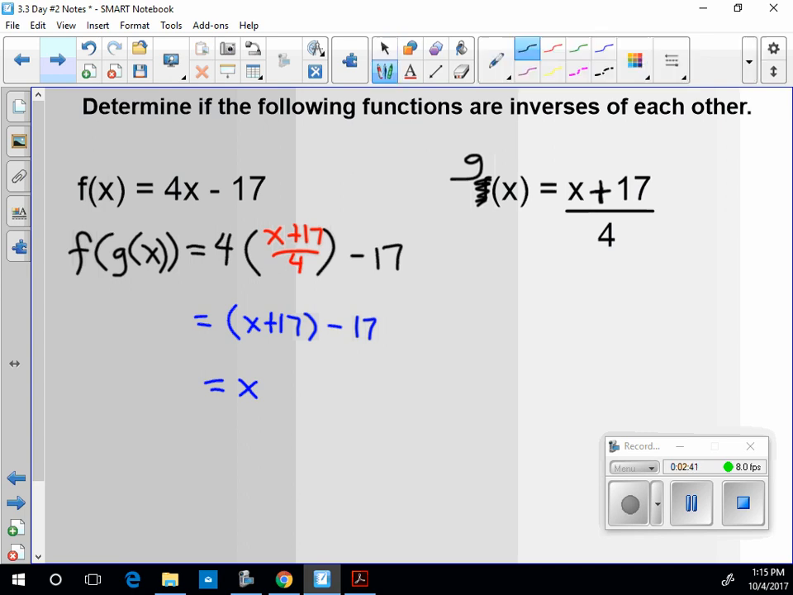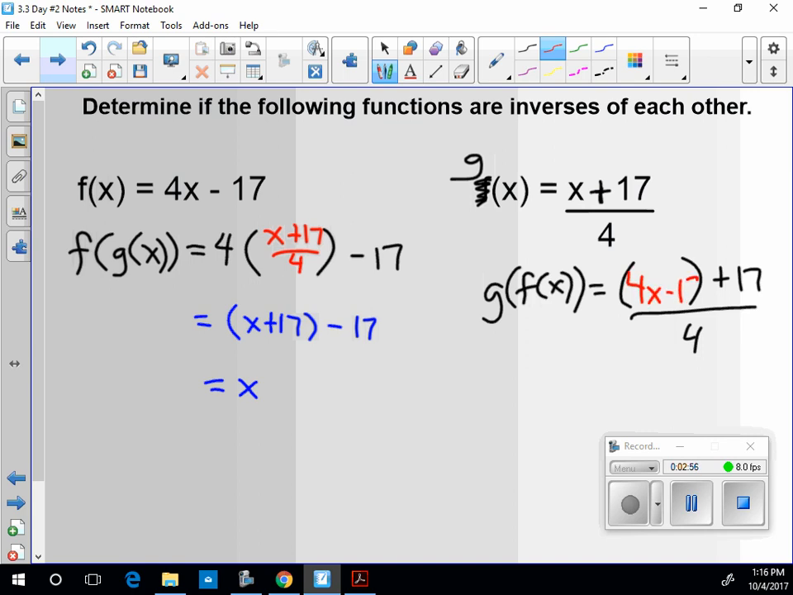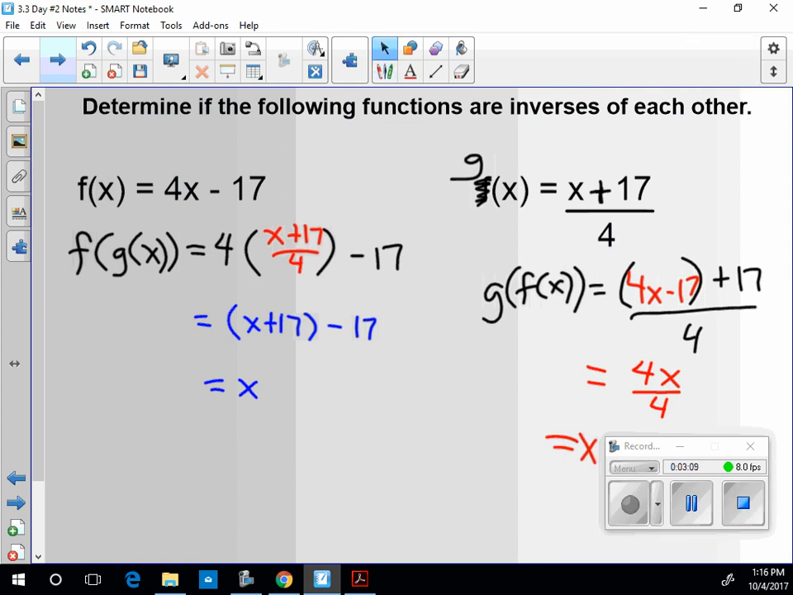We have to test the other side as well, and you can already see it coming. I'm going to take g of x, plug f of x into it, and so that's going to be something plus 17 over 4. I'm going to plug in f of x as that something, which is 4x minus 17. In the opposite order. So weird how this works. The 17s cancel, so I get 4x over 4. And the 4s cancel, so I get x. I have shown that the two functions, f and g, are inverses of each other.